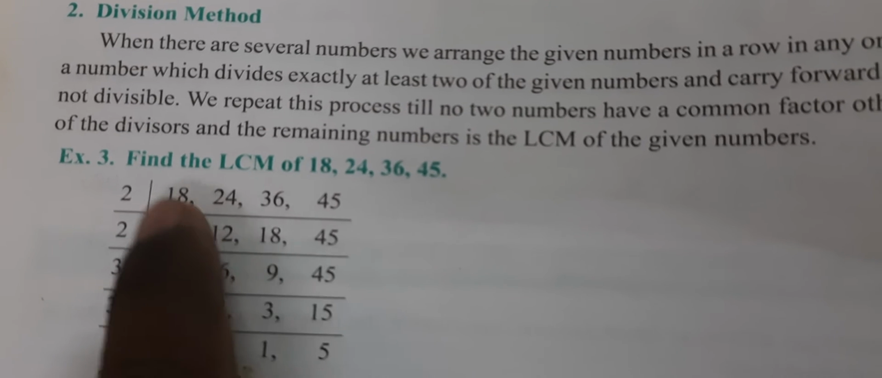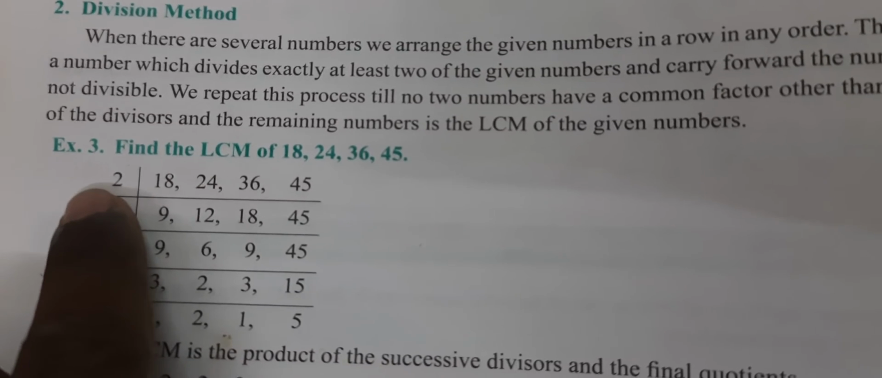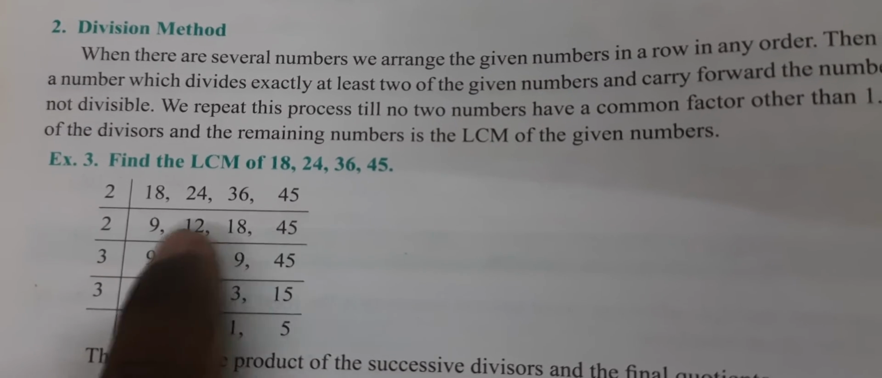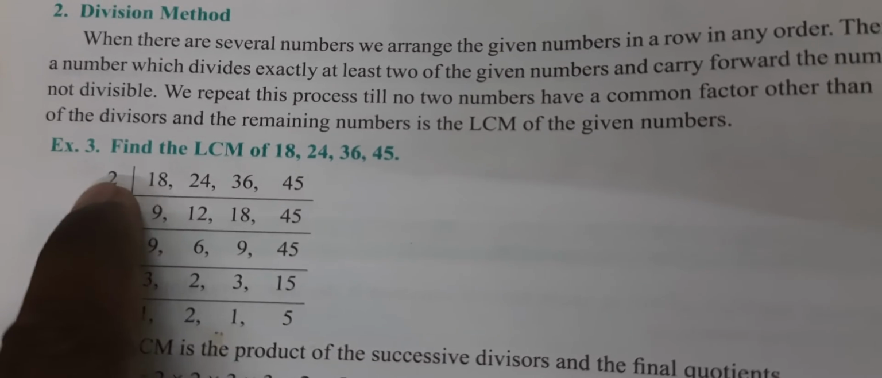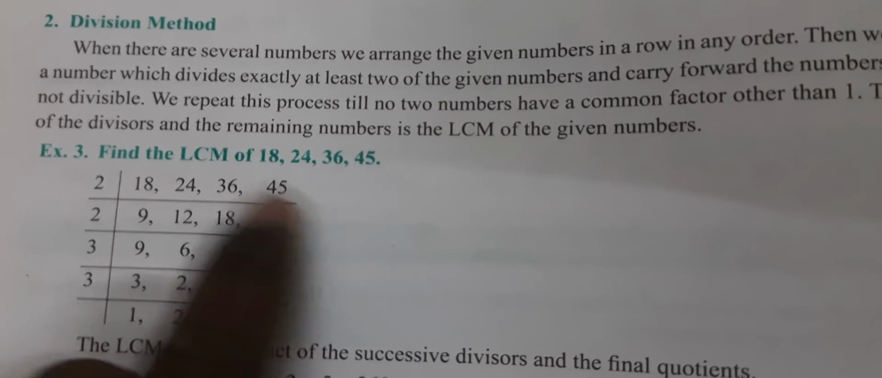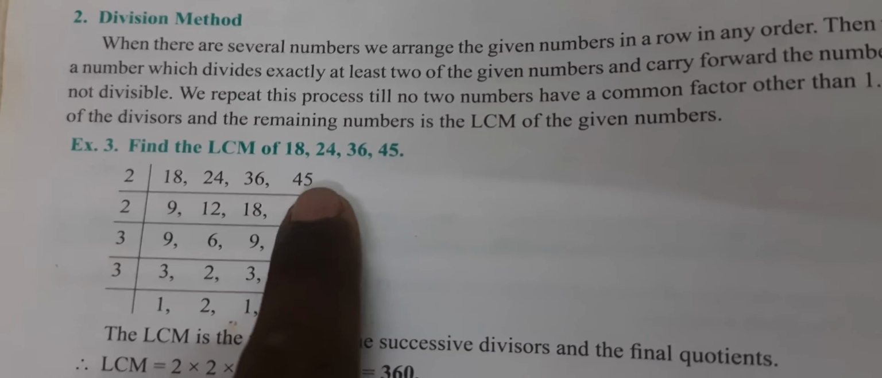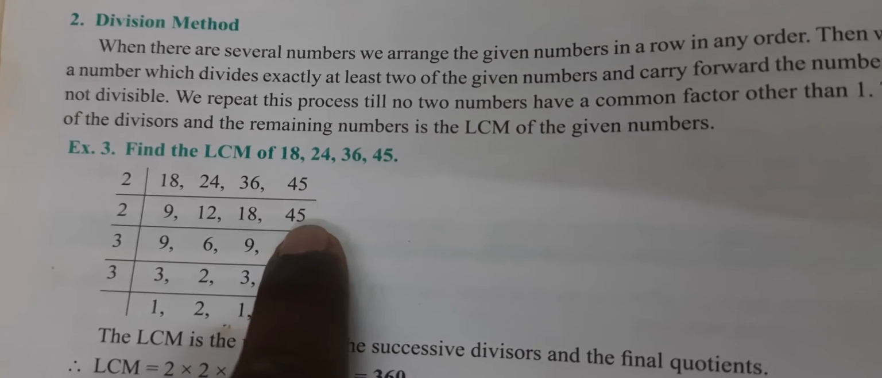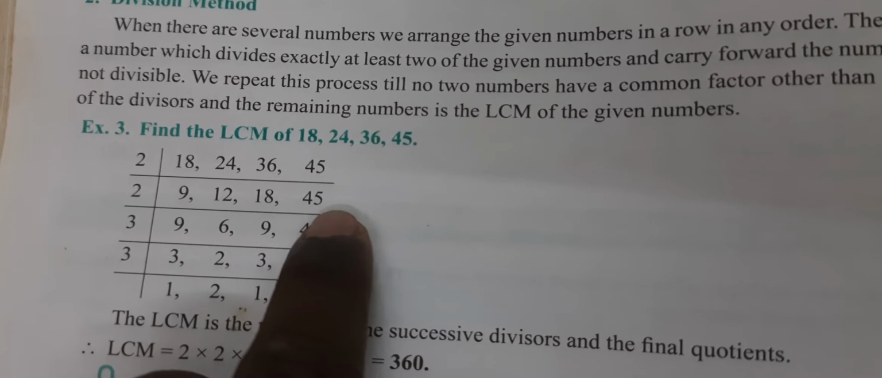So in this case, we see that 18 will go with 2's table, 24 also will go with 2's table, 36 also goes with 2's table. So the rule is at least two numbers should go with one table, but here three numbers are going, so it's fine. So we write 2 9s are 18, 2 12s are 24, 2 18s are 36. But 45 does not go with 2's table, no? So write that 45 as it is. As it is, we write down 45 in this row also.